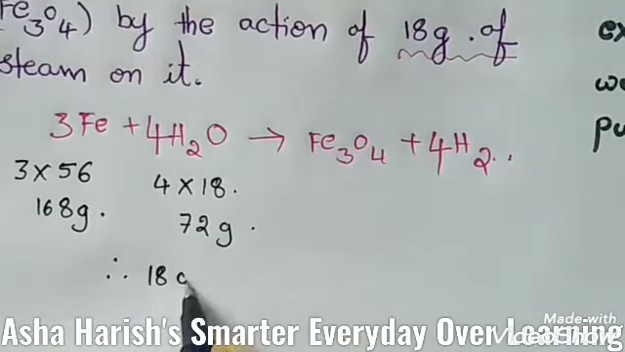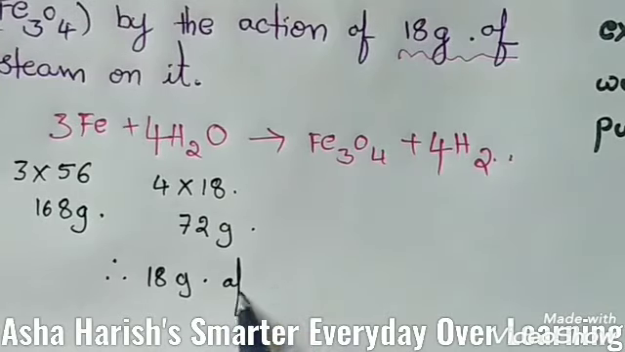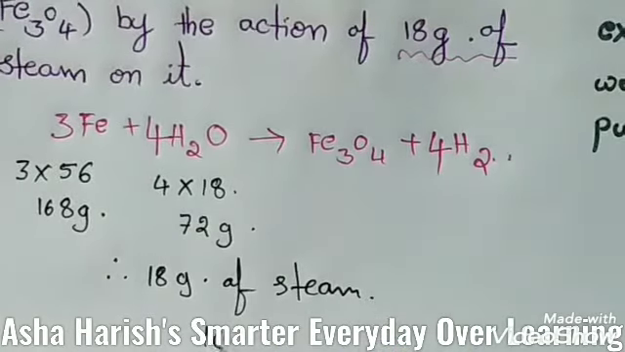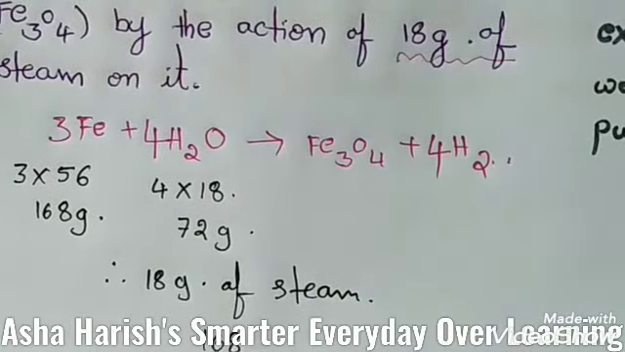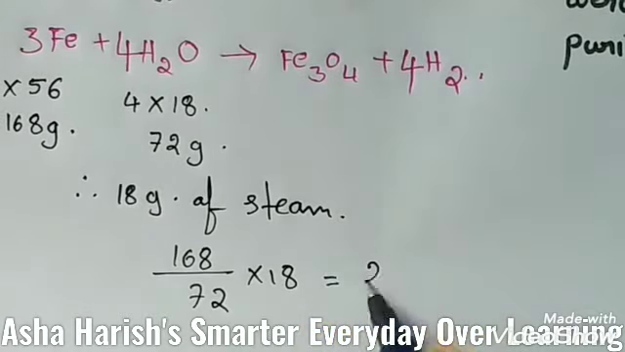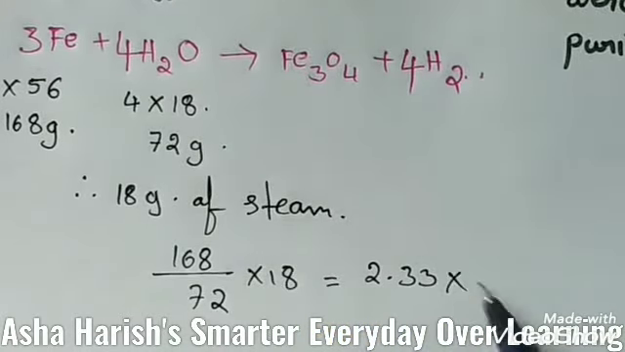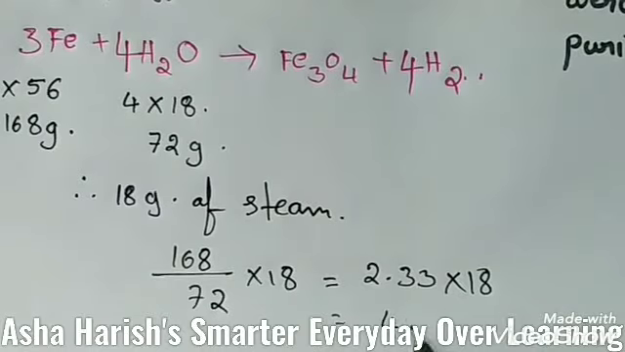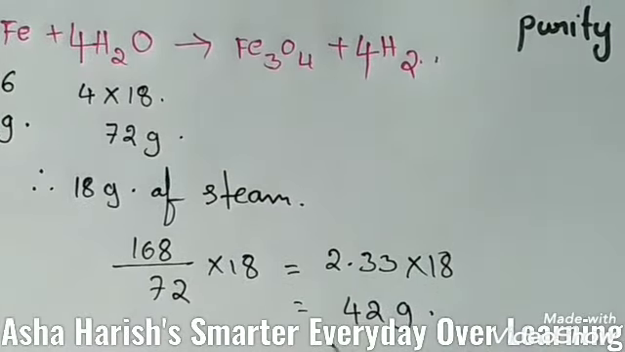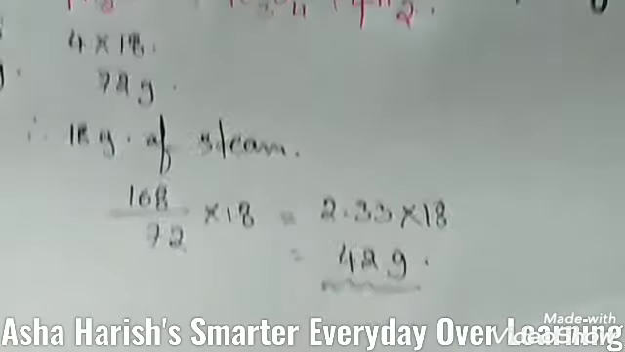Therefore 18 grams of steam will be reacting with 168 by 72 into 18, that is equal to 2.33 into 18, that is 42 grams of iron. So the mass of iron required is 42 grams.